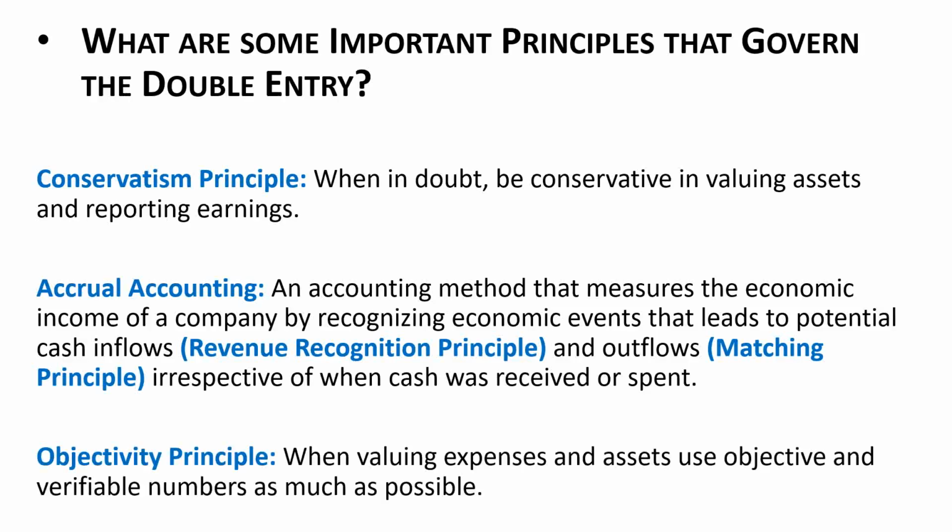Objectivity principle. When valuing expenses and assets, use objective and verifiable numbers, right? So don't go with what the management says. If they say the asset is worth so much, well, show the invoice from when you purchased the asset, because that number is verifiable. The market value of it may have changed, but you don't want to value it at what they claim to be the market price, because that's not an objective number, right? Even though this sometimes leads to the historical value of your asset being a bit of an outdated number, that's the sacrifice we make, because we want numbers to be objective and verifiable.